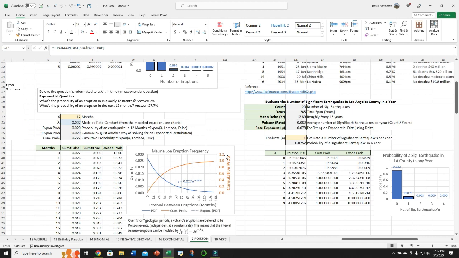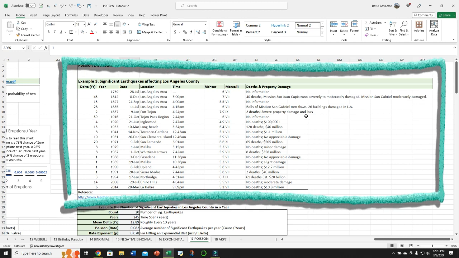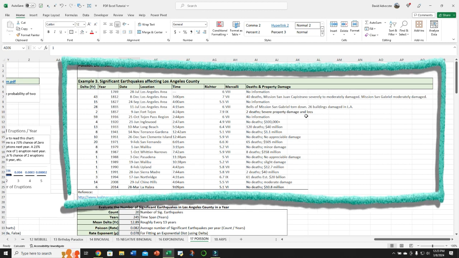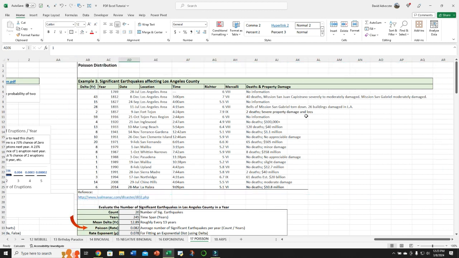Now let's move on to the third example. What's the chance of 1 significant earthquake in Los Angeles County per year? We have a record of 20 significant earthquakes in Los Angeles County in a 245-year period from 1769 to 2014, which gives an average of 0.082 earthquakes per year. I've also added the mean delta and exponential rate exponent in the case that an exponential analysis is desired.